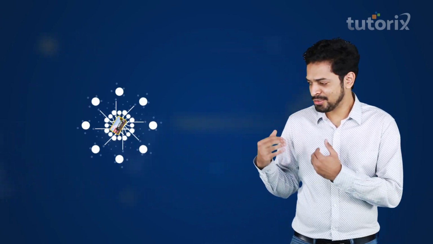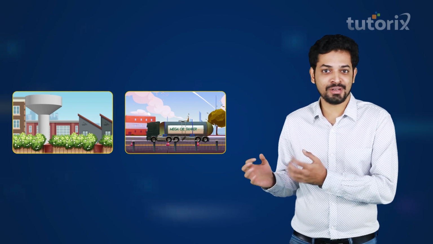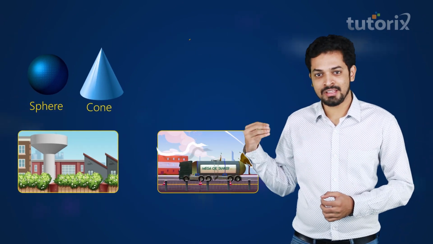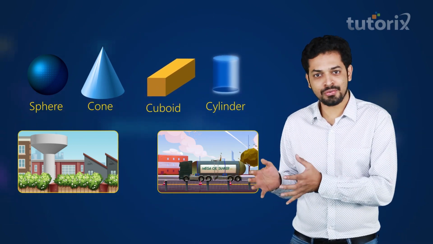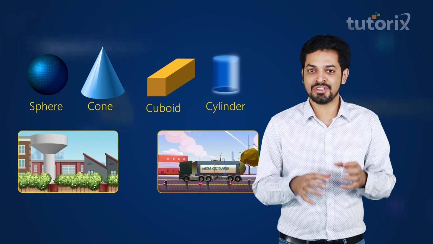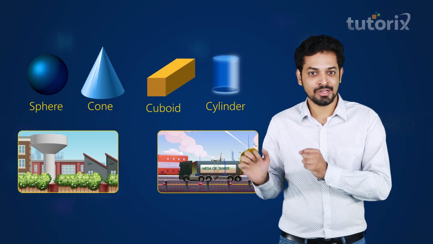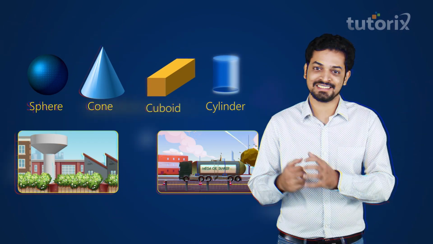Hello friends. If you recollect, our introduction video gave us some insights into solids that we see in our daily lives and which are actually a combination of basic solids such as a sphere, a cone, a cuboid and a cylinder. Now before we understand how to find the surface area and volume of these real life solids, we should understand how to find the surface area and volume of these basic solids. So let us recollect how we can find the surface area and volume of these solids.